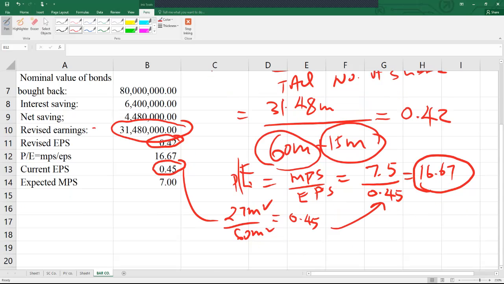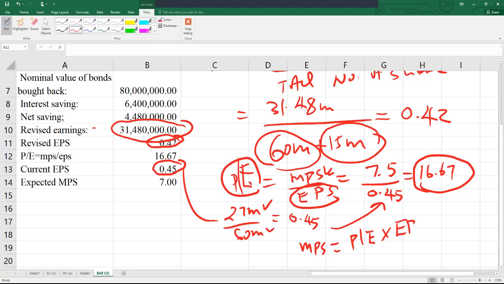Therefore, if we know the PE ratio and we know the earnings per share, then we can get the MPS. The MPS is equal to the PE ratio times the earnings per share: PE ratio 16.67, times the new earnings per share, which we have done here, 0.42. Clear?